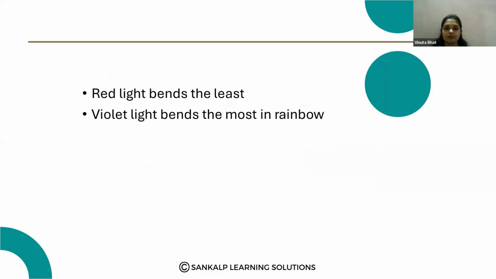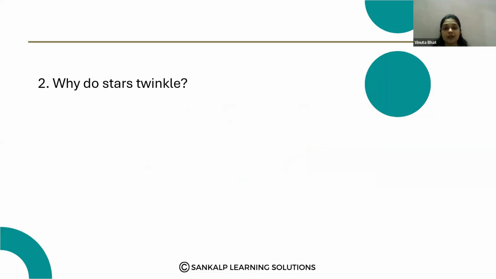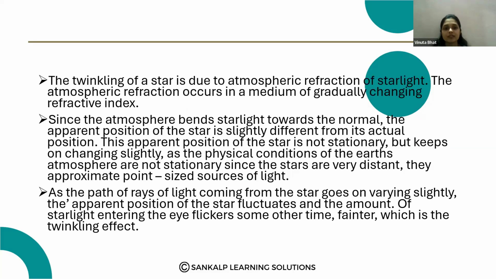Next question. Why do stars twinkle? What is the reason for the twinkling of the stars? The twinkling of star is due to the atmospheric refraction of starlight. The atmospheric refraction occurs in a medium of gradually changing refractive index. Since the atmosphere bends the starlight towards the normal, the apparent position of the star is slightly different from the actual position.